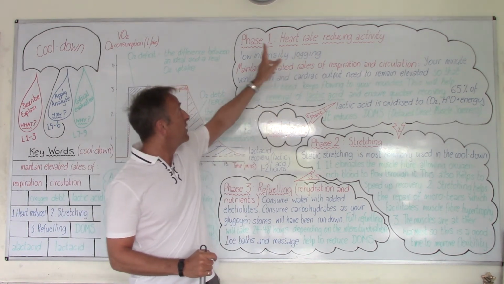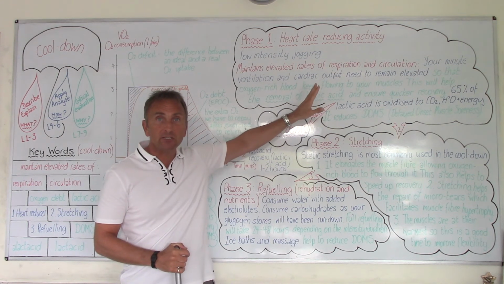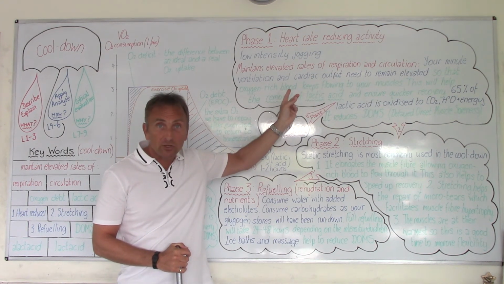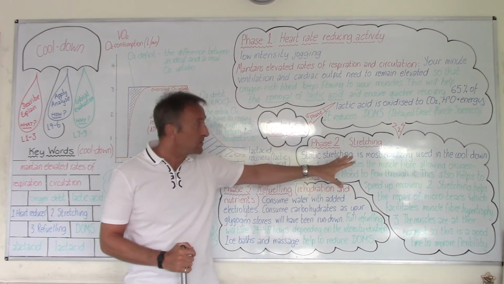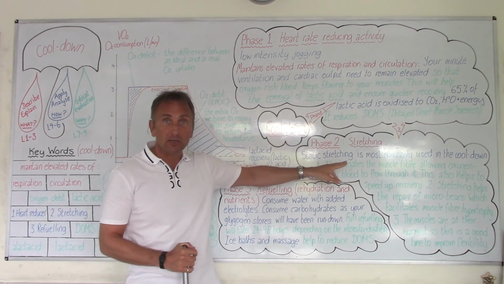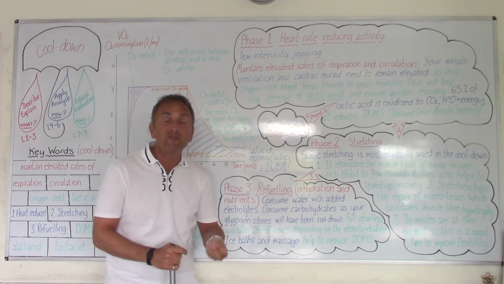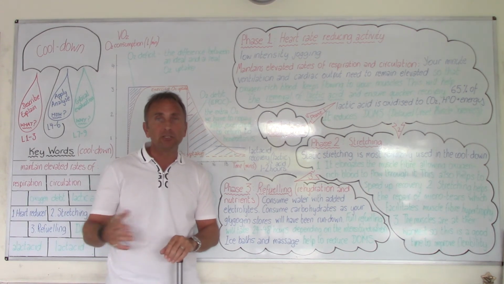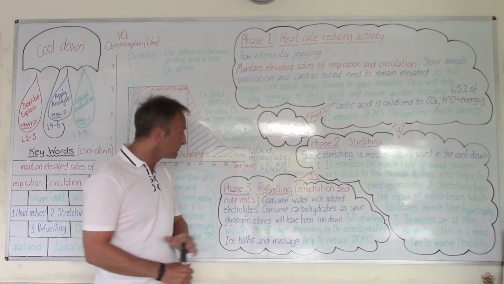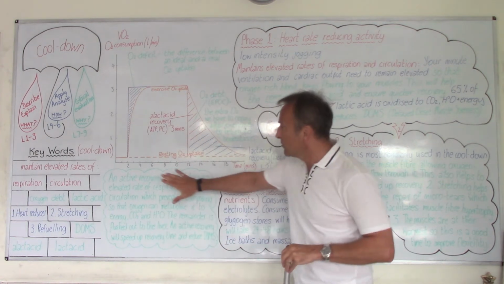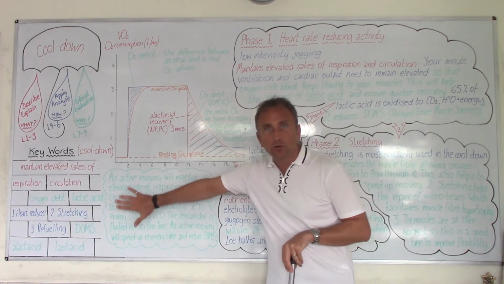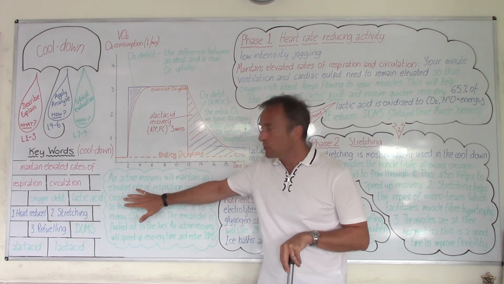We have phase 1, a heart rate reducing activity, jogging, gentle jogging. And then we stretch, particularly static stretching. We consume lots of water, we rehydrate, we refuel our glucose, our glycogen levels. All right, this little phrase here is crucial that you try and remember for your exams.